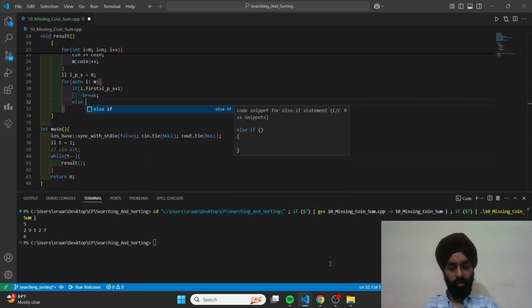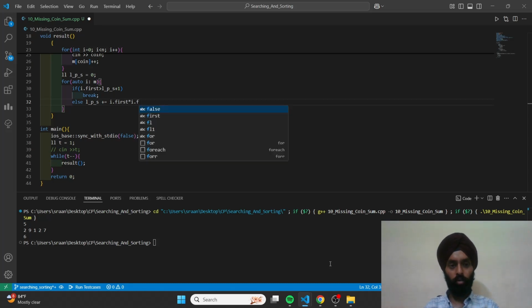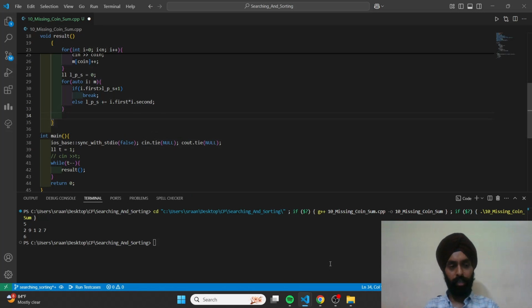Else we will increment our largest possible sum to be the largest possible sum plus the value of this coin multiplied by the frequency of this coin. At last, we will print the largest possible sum.